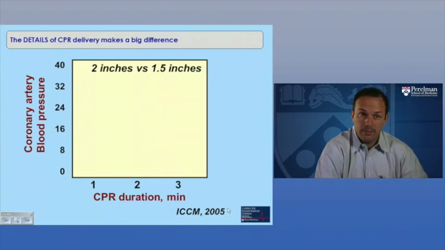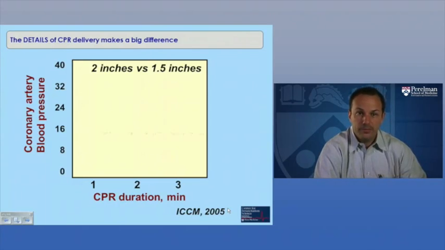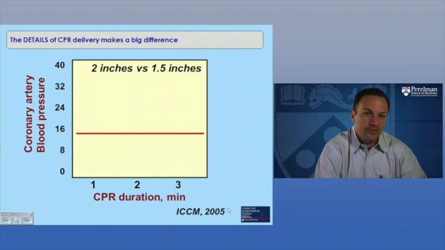Are they both acceptable? So what I'm going to show you here is blood pressure in the coronary arteries around the heart in these two groups. And I'll just tell you that in the animal laboratory, if you cannot get this blood pressure above 15, in general, as a rule of thumb, your chance of resuscitating an animal are poor.